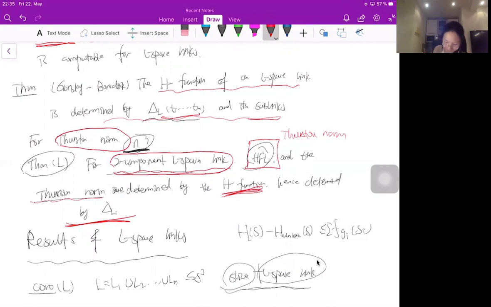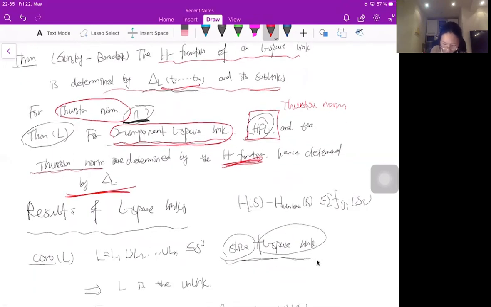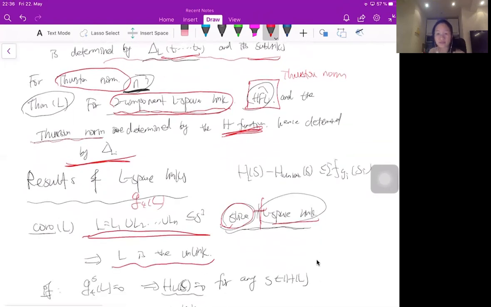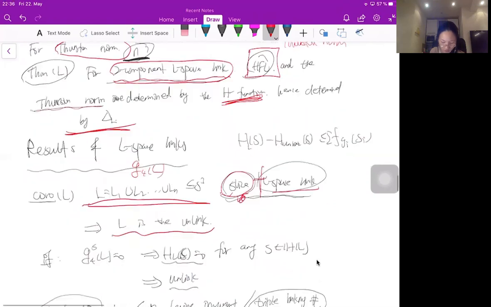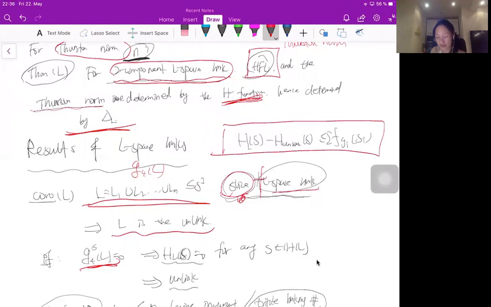So going back to g_4, there's a straightforward corollary saying that if you have a link with the assumption that it is a slice link and, in addition, it is an L-space link, then we can prove it's the unlink. The idea of the proof actually is not hard. If it is slice, it means the strong four-ball genus is 0. And if you remember the bounds for the strong four-ball genus in the first video, it is what I wrote here.